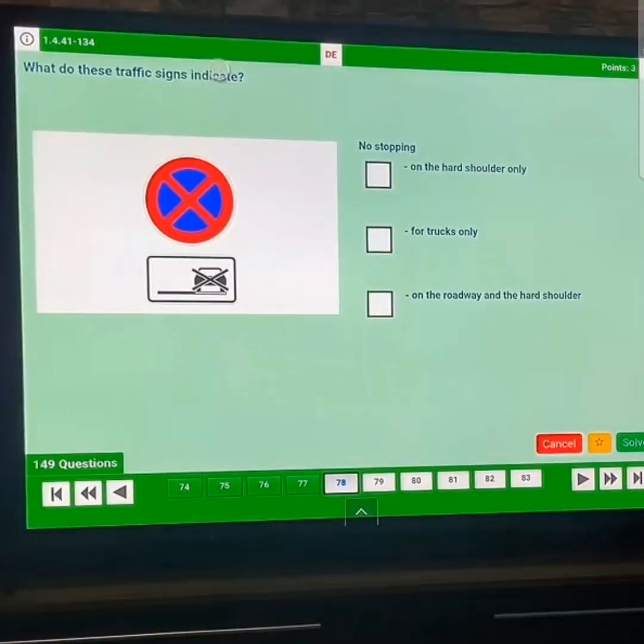What does this traffic sign indicate? No stopping on the hard shoulder only. No stopping for the truck only. No stopping on the roadway and on the hard shoulder. All right.